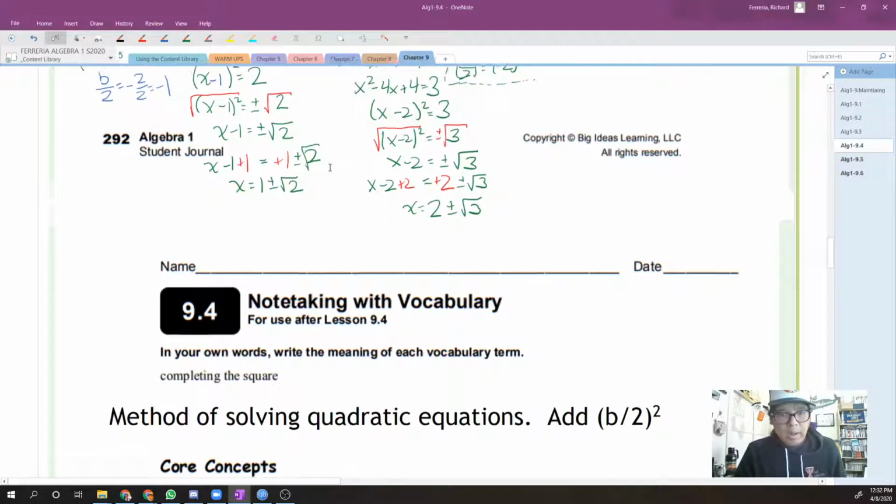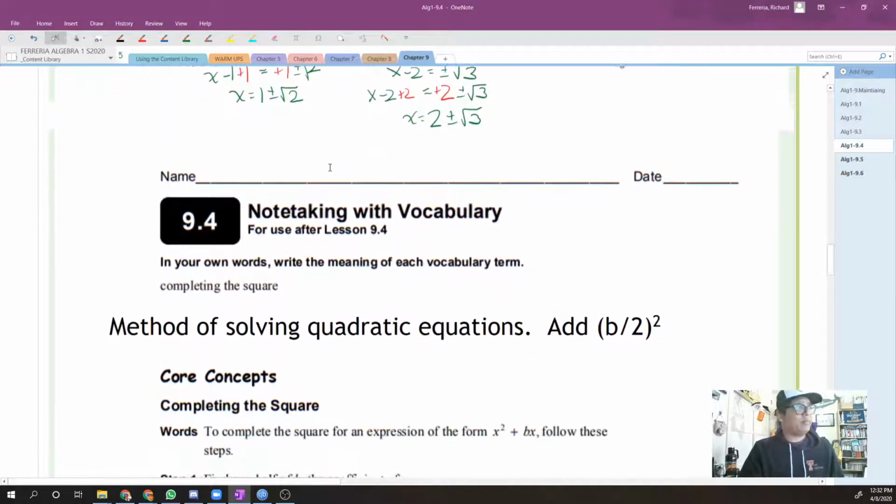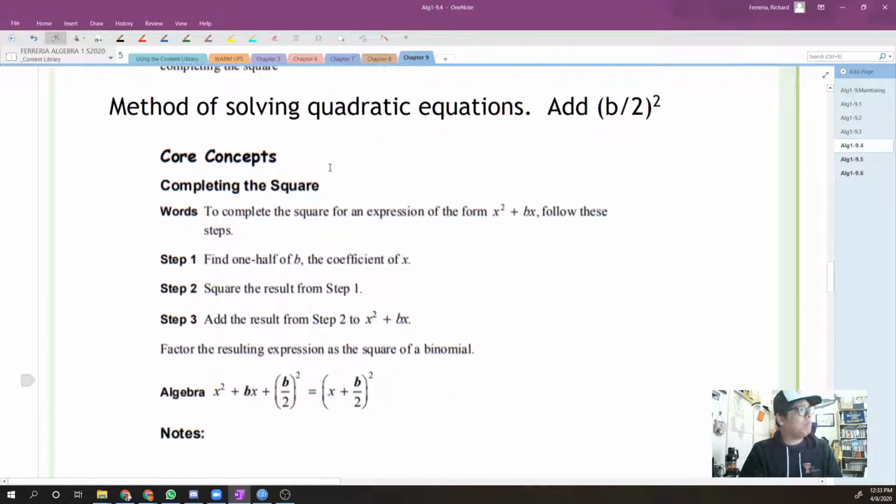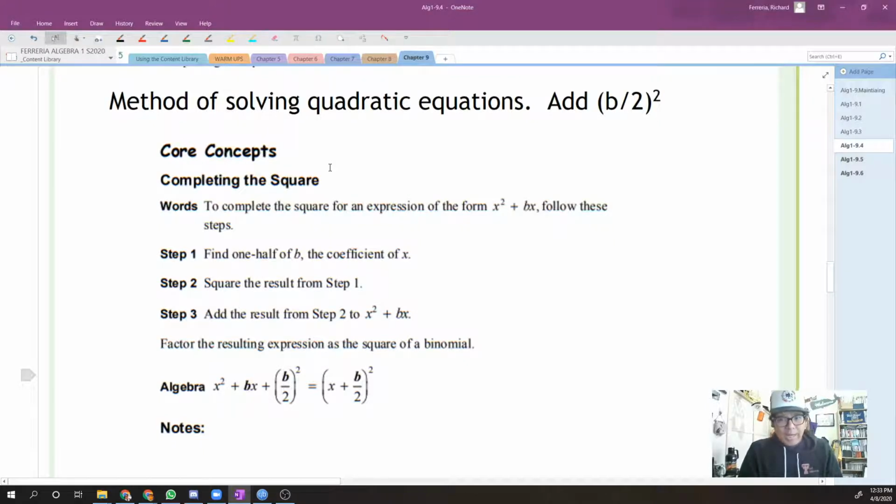Moving forward, how can you complete the square? Well, what is it? It's a method of solving quadratic equations that doesn't involve factoring in the traditional way. And the key step is adding b over 2 squared to both sides of the equal sign. Take a minute to look at the steps here for completing the square.